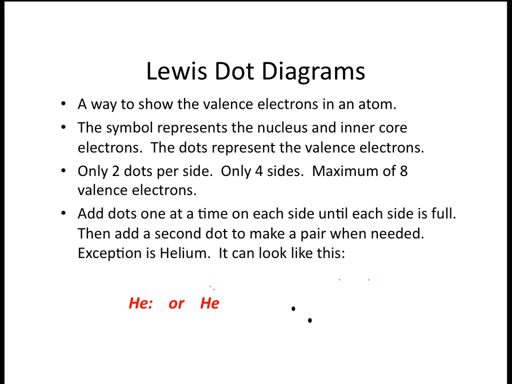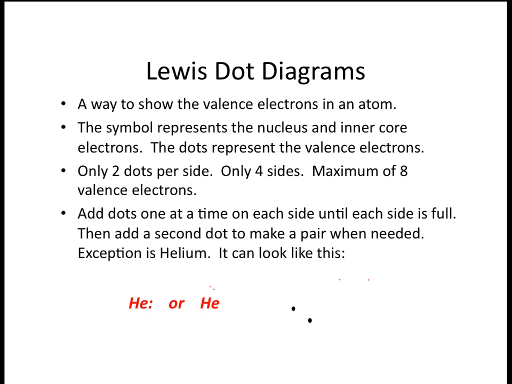Another way to show electrons within the atom is a Lewis dot diagram. This one is just going to focus in on the valence electrons of the atom. We will use a symbol of the element to represent the nucleus and the inner core electrons, and we will use dots to represent the valence electrons.